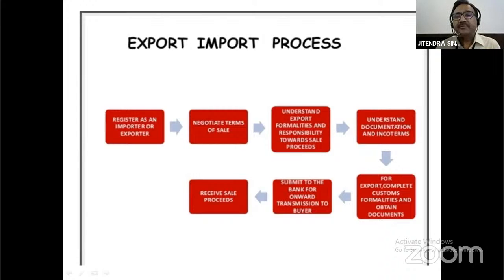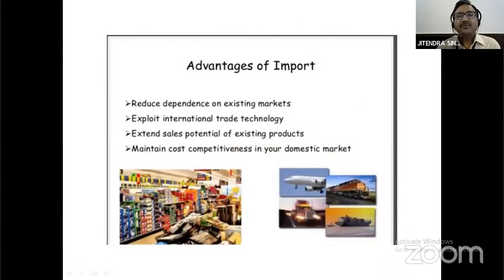After that, we will submit those documents to the bank of the exporter as well as the importer for further process. And after getting the bank clearance, we will proceed further for the customs clearance. And after getting the receipts from the bank, we will get the sale proceeds, and the further process will start after that.